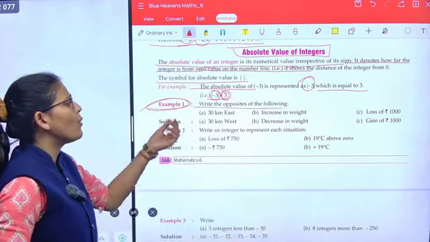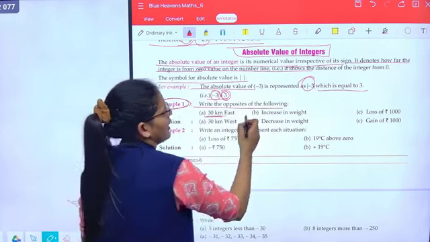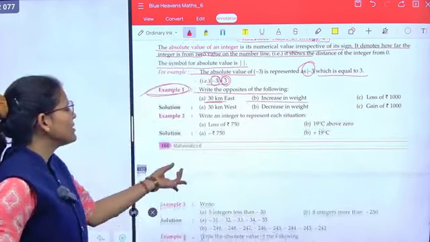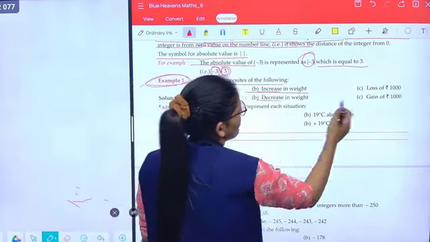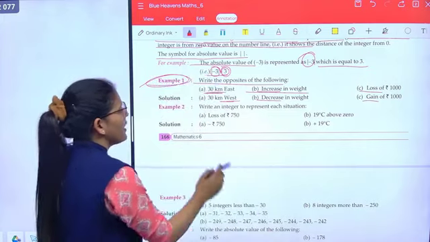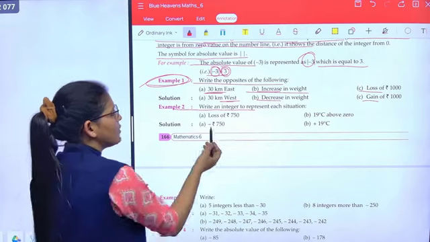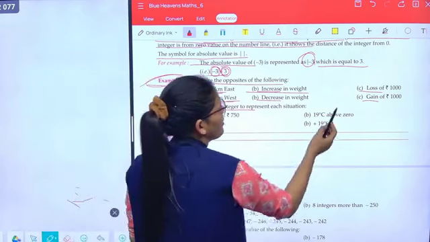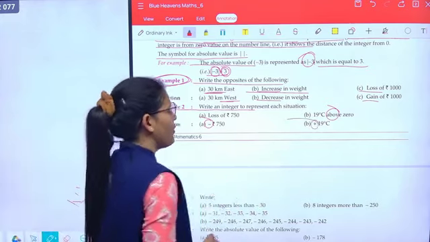Example number 1. Write the opposites of the following: 30 kilometer east, increase in weight. So class, solution: the opposite of east is west, the opposite of increase is decrease, and loss becomes gain. Now write an integer to represent each situation. For loss we use the negative sign, and for any positive word we use the positive sign.